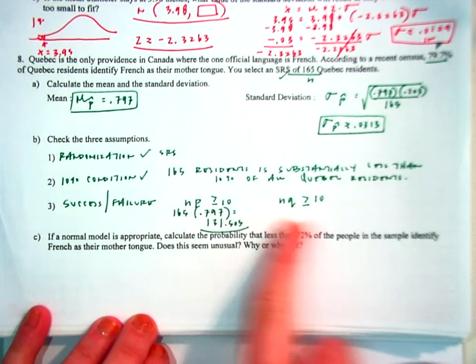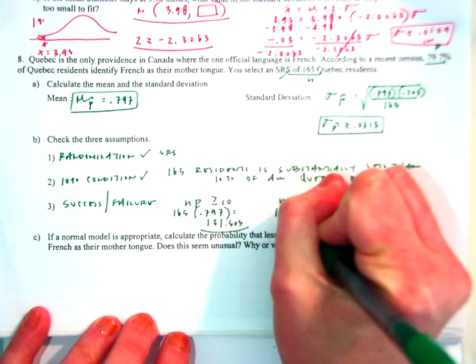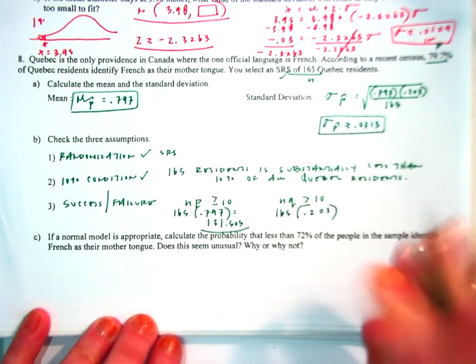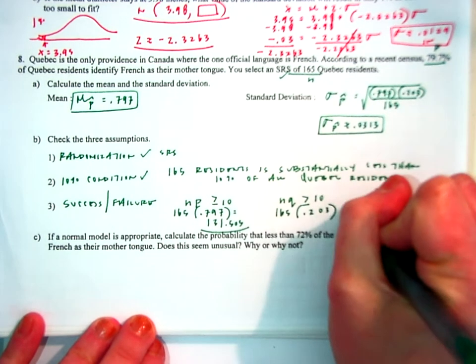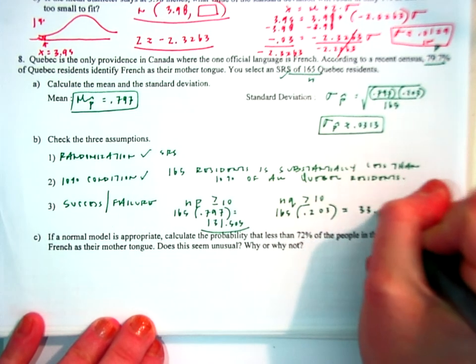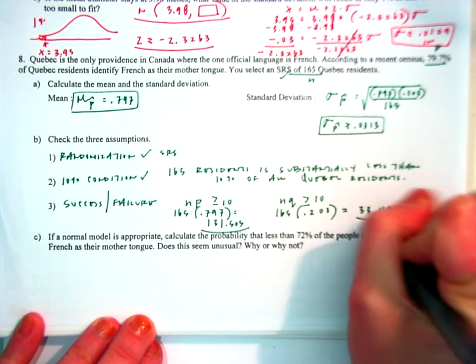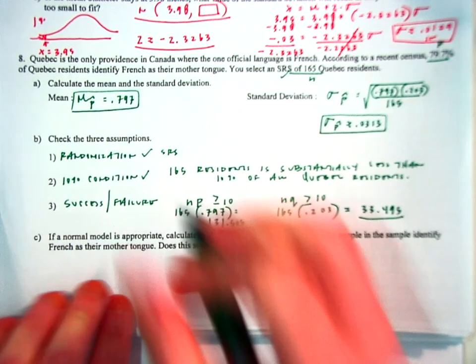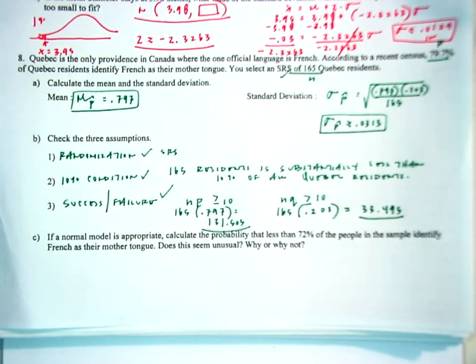Okay, here we're doing 165 times 0.203, right? That's our Q, complement of success, and we get 33.495. Okay, so absolutely, we are greater than or equal to 10. Check. That third criteria is met. Normal model is appropriate.